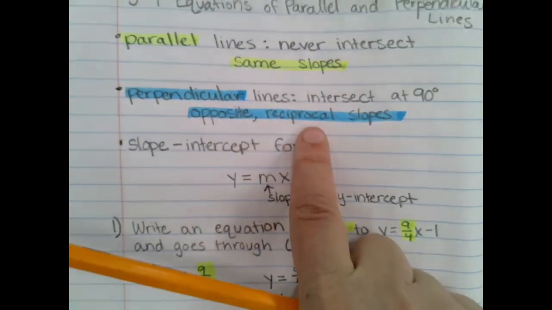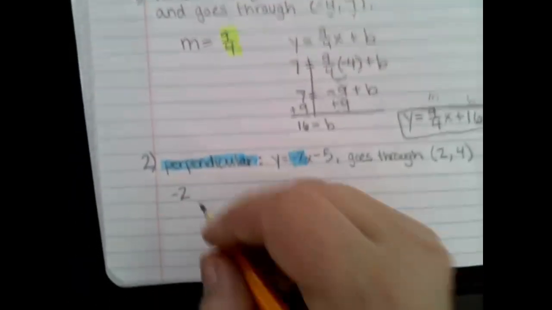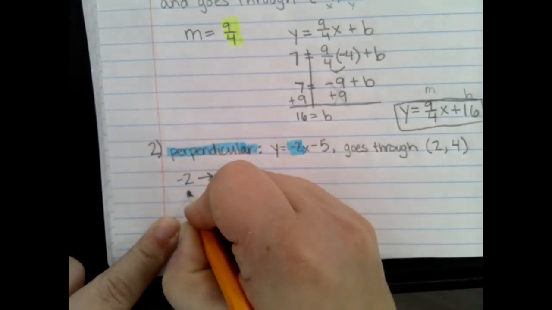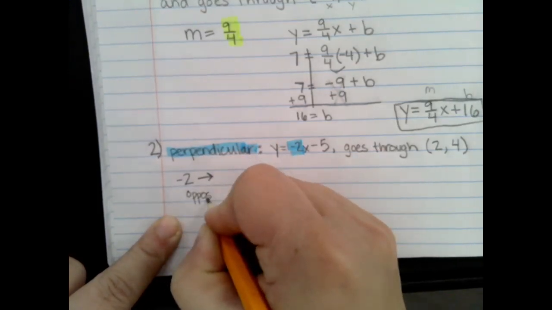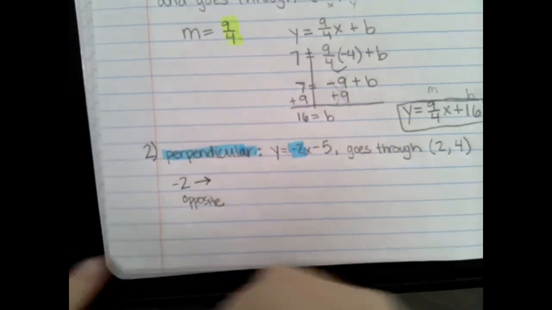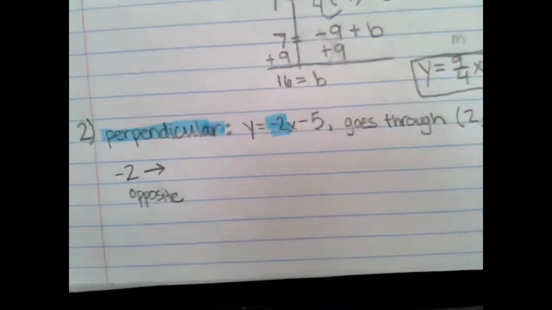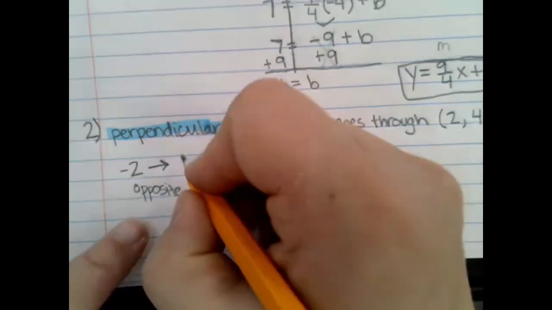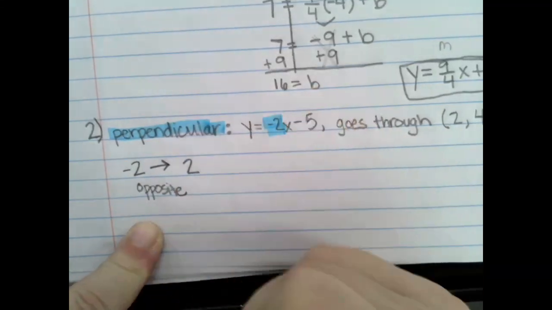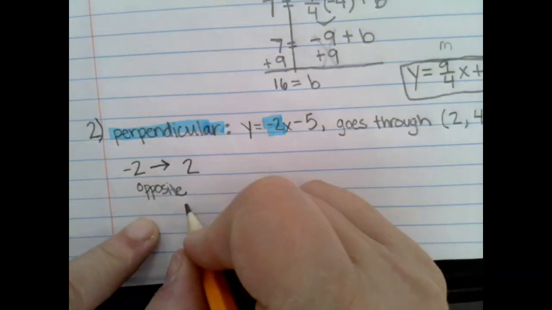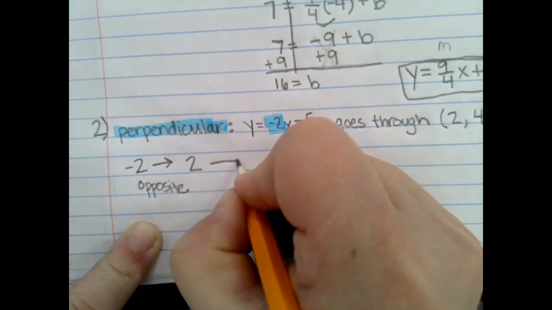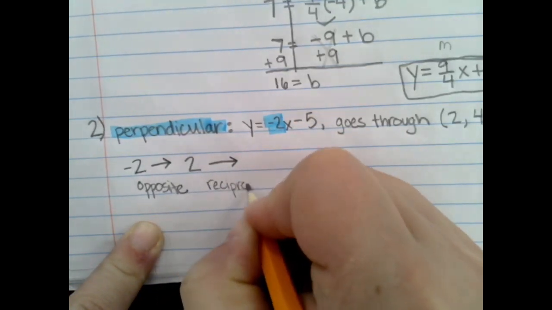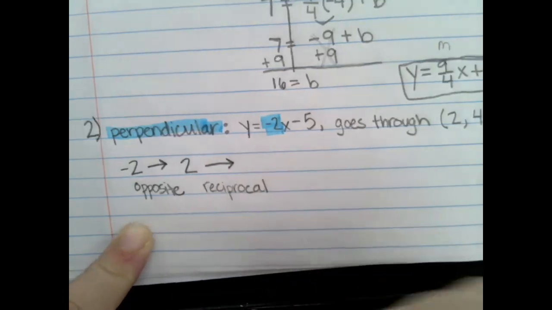Opposite, reciprocal. So first thing I'm going to do is make it opposite. I'm going to do it in 2 steps, just that way I can see my thought process. So what's the opposite of -2? +2. Okay, not good enough yet, though. I need to do opposite, and I need to do reciprocal. And reciprocal means to flip it.